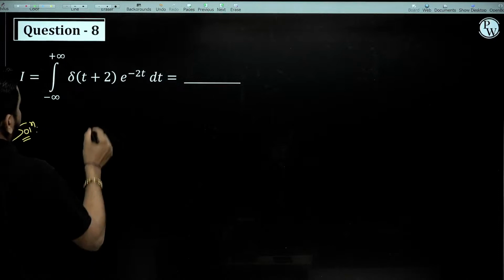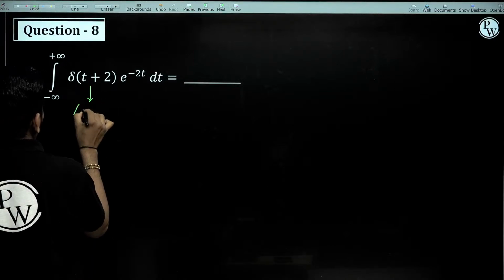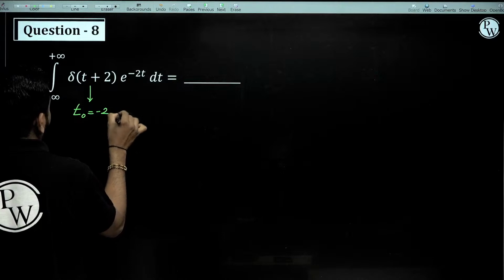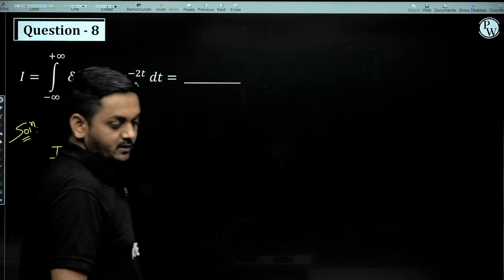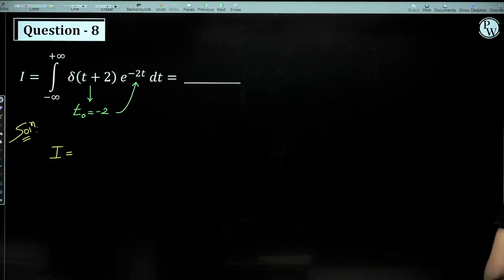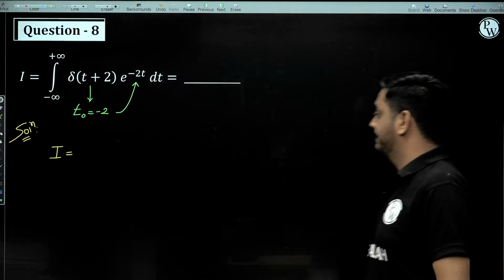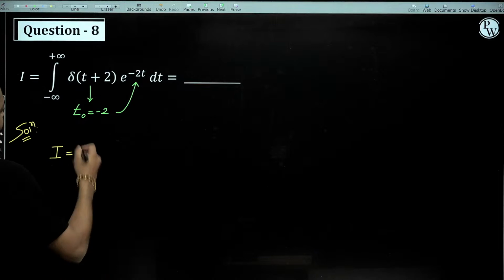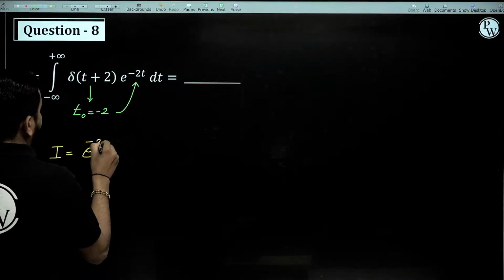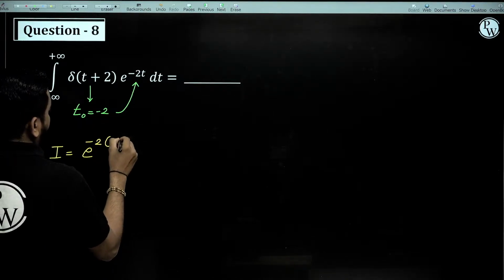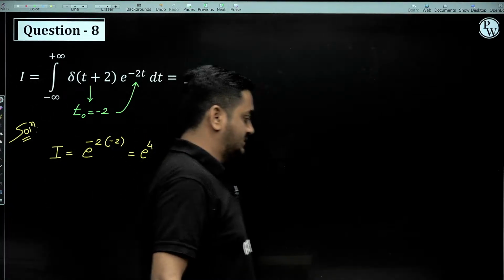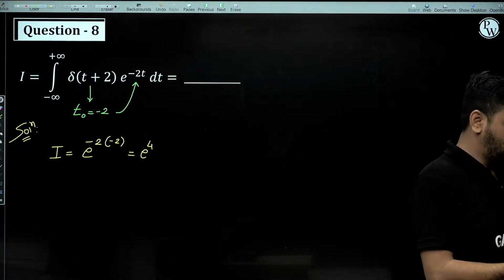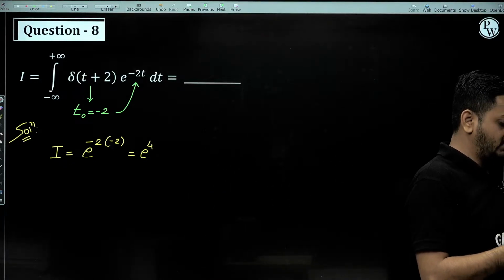So again, see here, if you compare, this time t naught equal to -2. Put it here, guys. So integral I will be e to the power -t, and here t naught equal to -2. So the answer is e power 4. And if it is a numerical answer type question, they want the numerical value of e power 4, guys. E to the power 4.